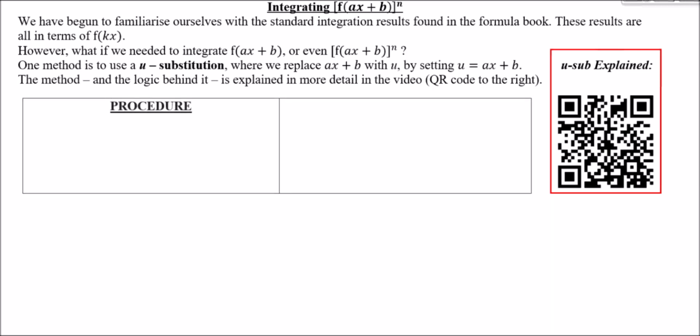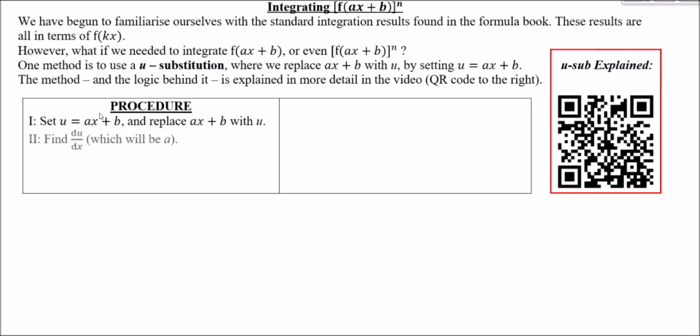So what's the procedure? How does it work? Just doing it. How would you do it to get your marks? That's what you're interested in, I suppose. The understanding's here. How would you just do it? Well, the procedure: set u to be ax plus b, so just replace ax plus b with the letter u.